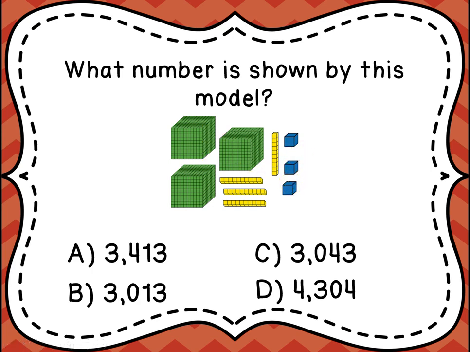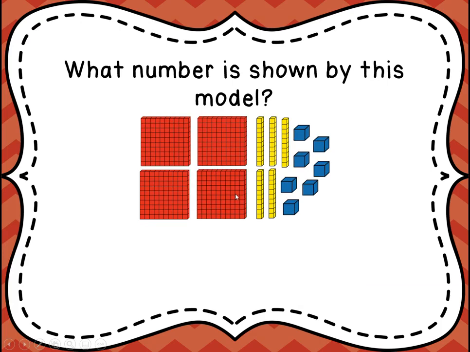If you said the answer was 3,043, you would be correct because there was 3 in the thousands place, 1, 2, 3, 4 in the tens place. There are no hundreds here, and 1, 2, 3 in the ones, 3,043.